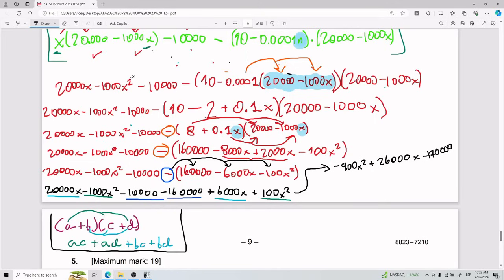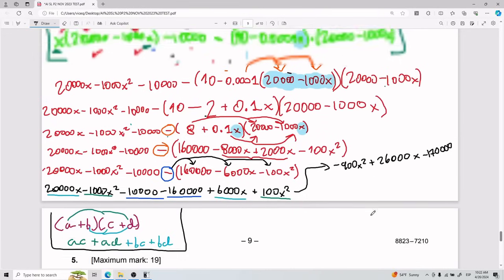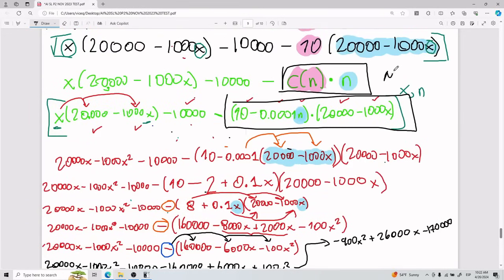1, 2, 3. And so now, for part G, the function that can be used to find Mosaic Industries' average monthly profit, you can think about it as your new P of X. So the new P of X is what I just found, which is negative 900x squared plus 26,000x minus 170,000. If you're wondering how you get these 3 points, you get 1 point for reaching this as an answer. You get a method point for doing this thing here. So this is another method point.